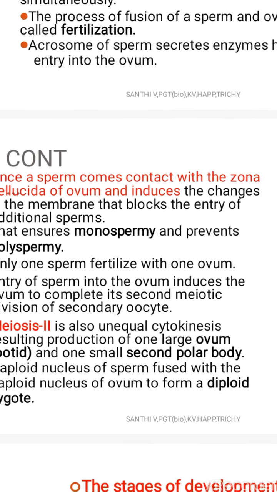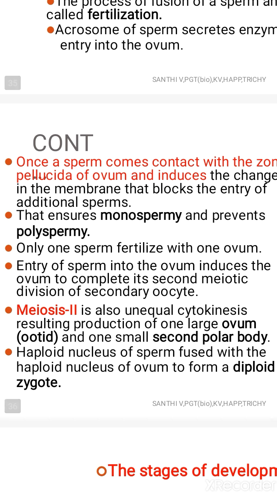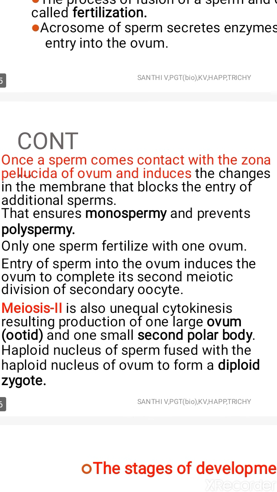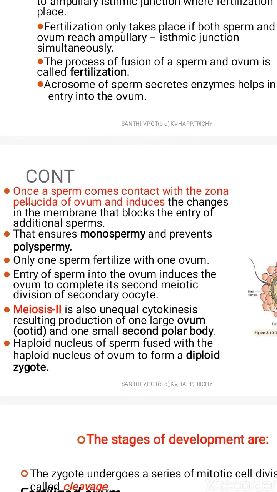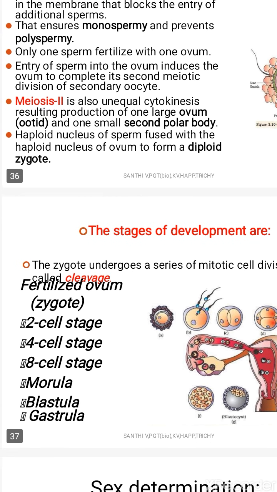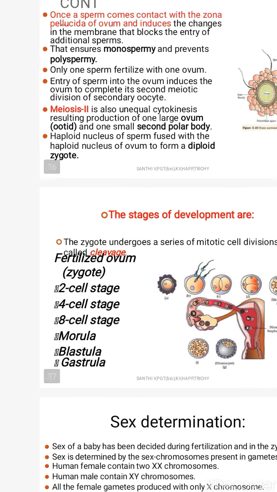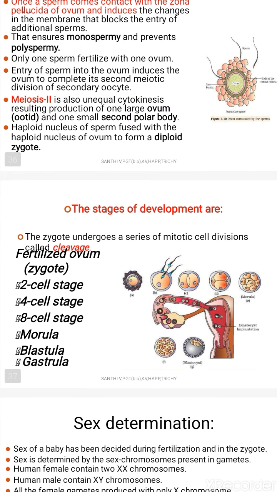Here the haploid nucleus of the sperm fuses with the haploid nucleus of the ovum to form a diploid zygote. The zygote formation occurs where? In the ampullary isthmic junction. So now let us see the different stages in the development.